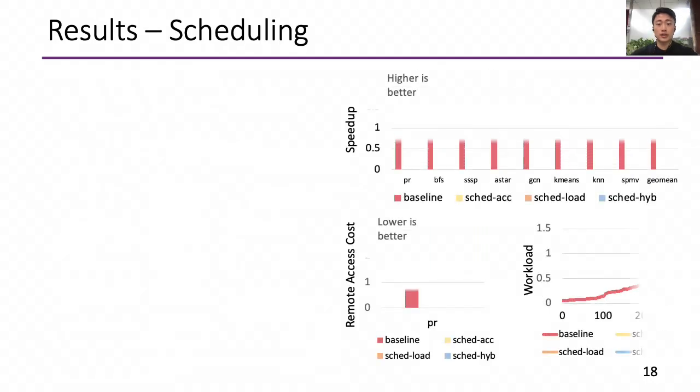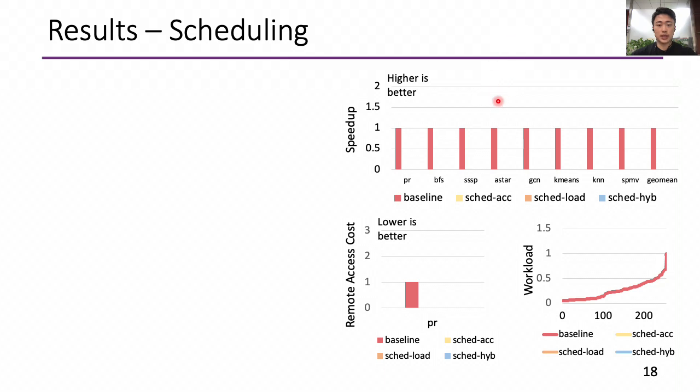Here are the results. This figure shows the overall speedup. The figure on the bottom left shows the remote access cost. We count the total hops needed for remote accesses. And the figure on the right shows the workload distribution on each NDP unit. The x-axis has different units, and we sort the workload from smallest to largest. If the curve is more skewed, it means imbalance, and more flat means balance.